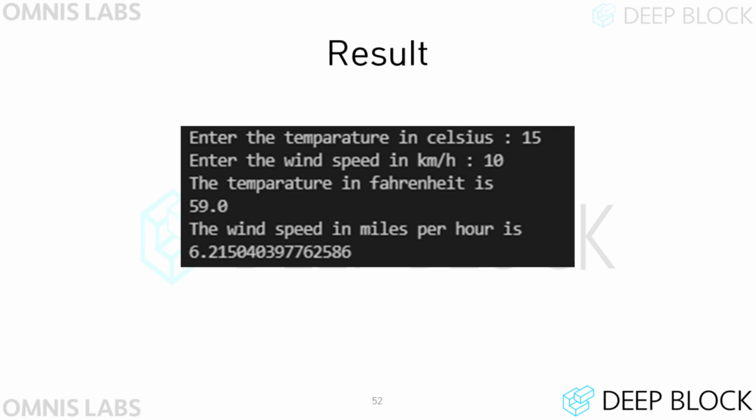When we run the program, the temperature and the wind speed are printed out as expected. When the user inputs a Celsius value of 15 and a wind speed of 10 km per hour, the converted values are displayed well as shown in the slide.